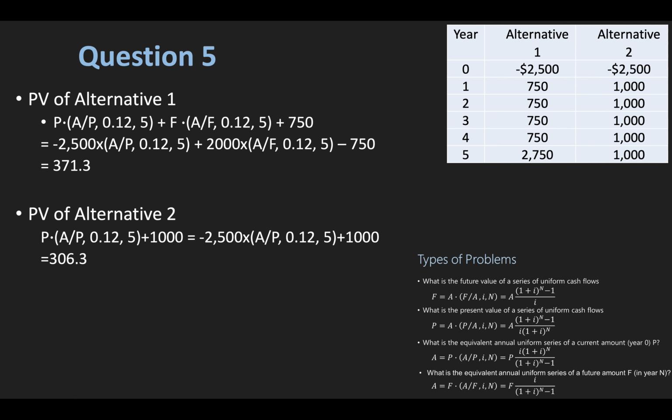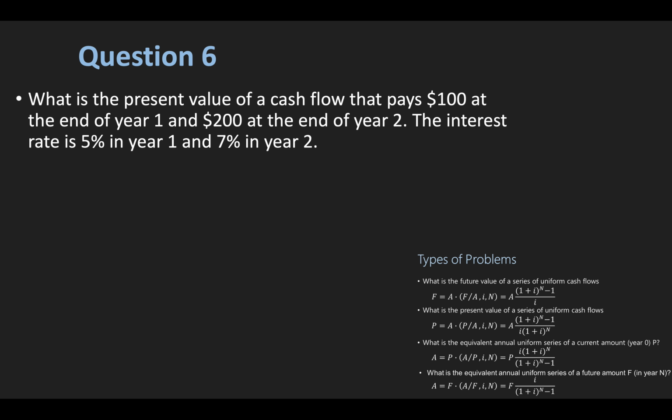Okay, that's question 5. Question 6, here it is. What is the present value of a cash flow that pays 100 at the end of year 1 and 200 at the end of year 2? The interest rate is 5% in year 1 and 7% in year 2. All right, I'll give you a minute to calculate that.